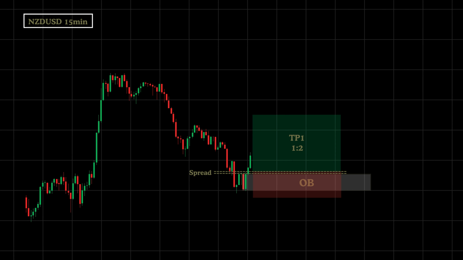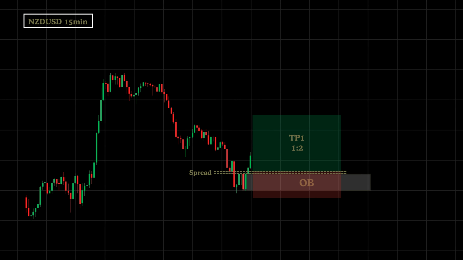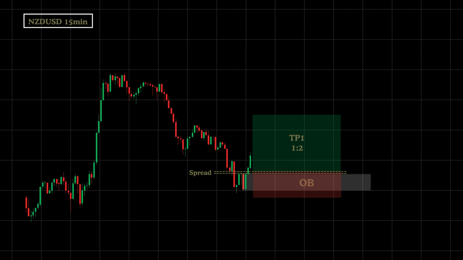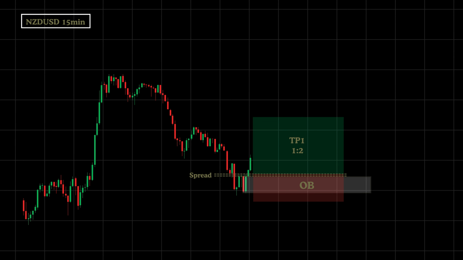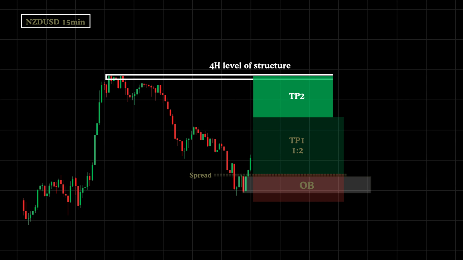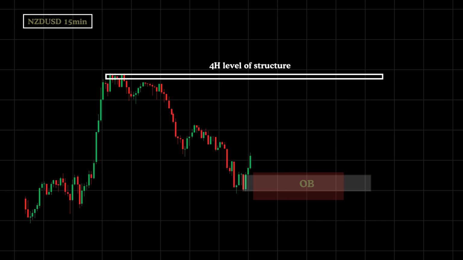For the first take profit, you can close half of your position once the price reaches a 1 to 2 target. This way, even if the price pulls back and hits your stop loss, you remain at break even. For the second take profit, you can target the next market structure level on the higher time frame, or alternatively, you can trail your profit.